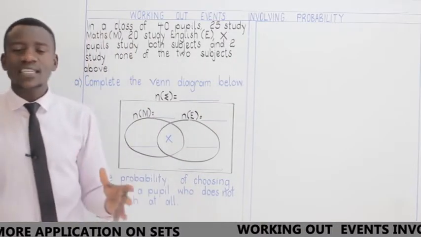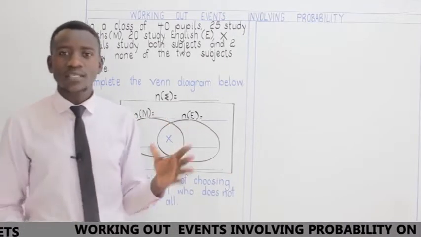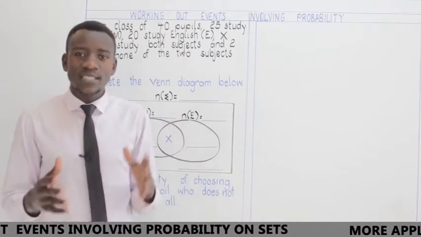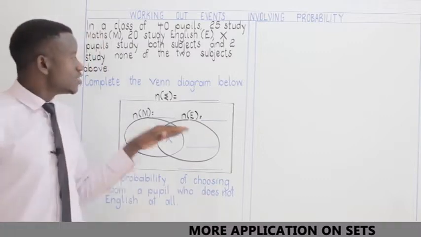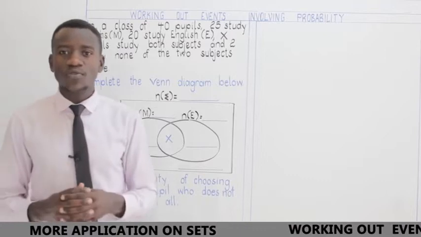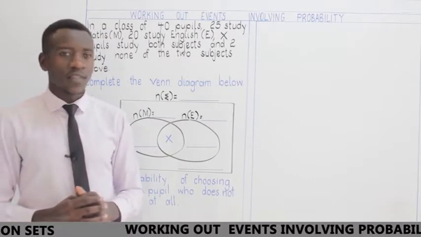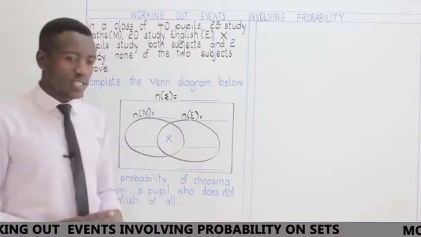So probability in any given set on Venn diagrams is given by a fraction, whereby the numerator represents the number of chances to happen, and the denominator is the universal, which stands for the total number of chances that can happen. Let's work out our question here on more application on sets.